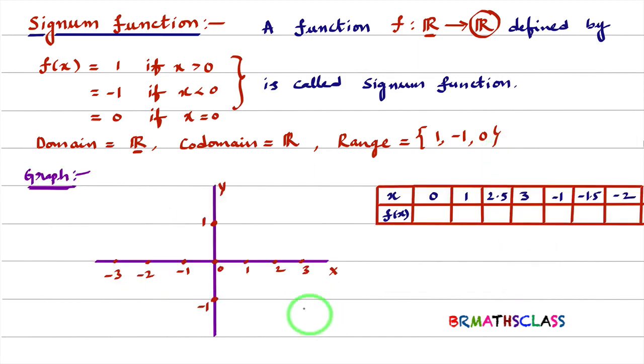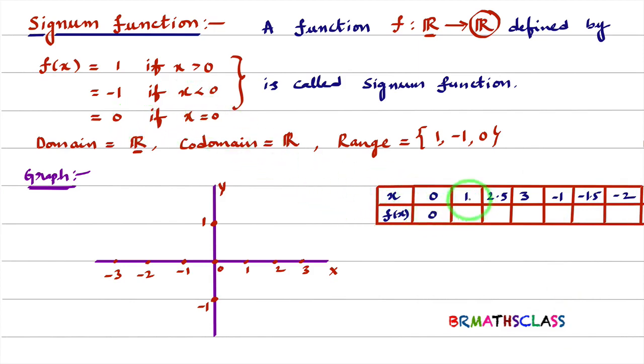To draw the graph, I consider a coordinate axis, x-axis, y-axis, and you observe here, I consider some x values. I cannot take all real numbers, so I consider some x values here. When x is 0, what is f of x? What is f of 0? F of 0 is 0.